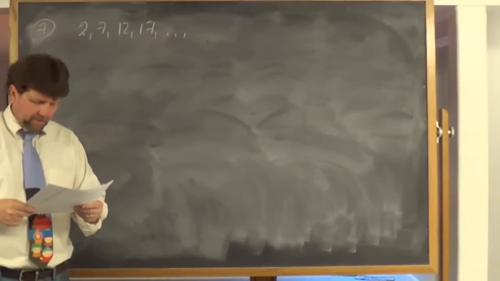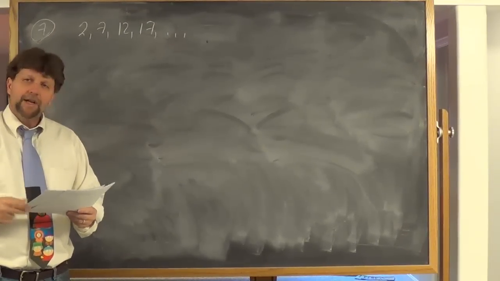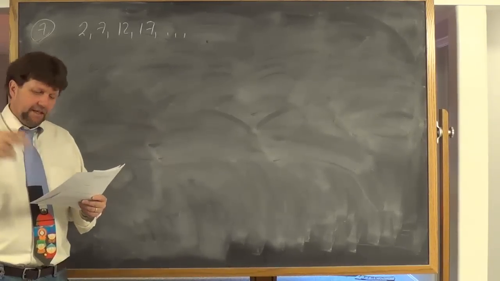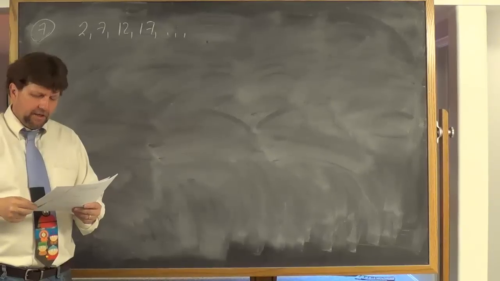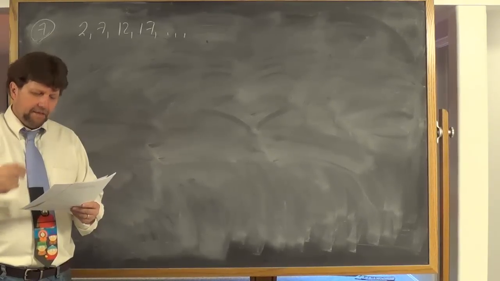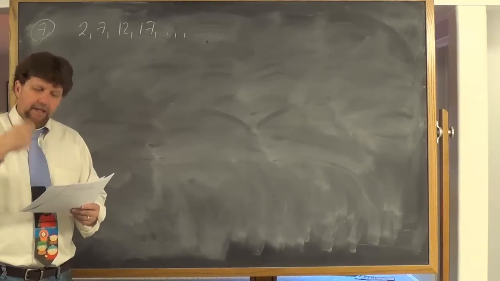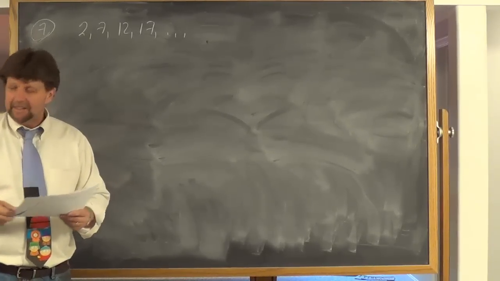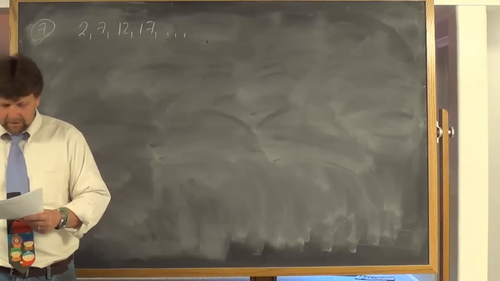All right, hey, here number 7. I gave you an arithmetic sequence, 2, 7, 12, 17, etc., and I asked you to come up with the general term a sub n of the sequence. And then once you know the general term a sub n, I said, let's go ahead and find a sub 10, or the 10th term of the sequence.